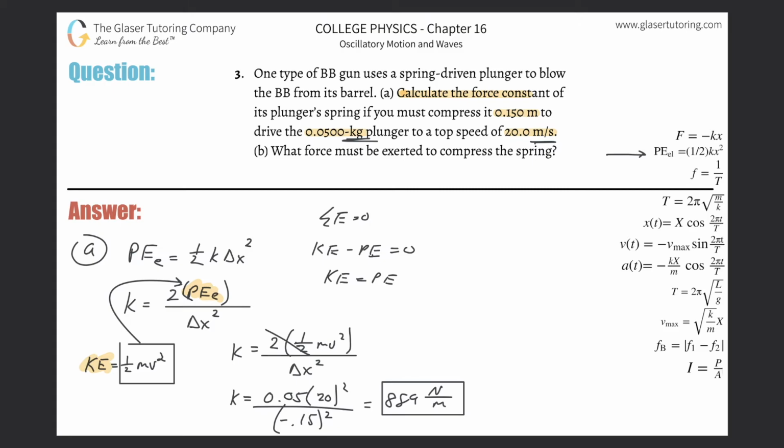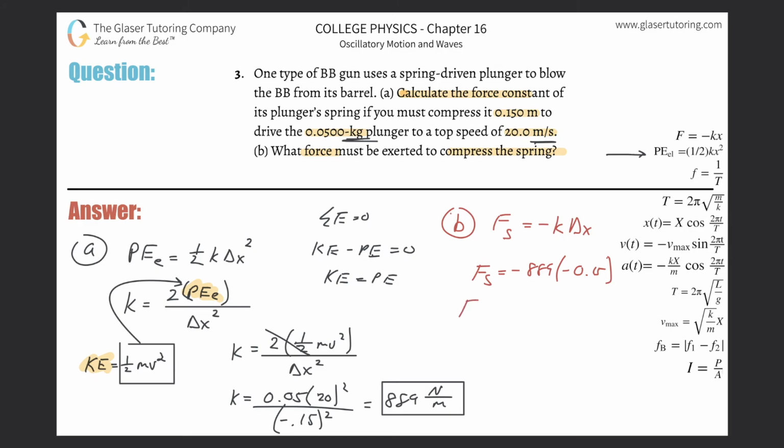So that takes care of letter A. In other words, that's also the force constant, right? Tomato, tomato. So now let's take a look at letter B. What force must be exerted to compress this spring? Now I can use Hooke's law. The force needed to compress the spring, which is basically the force that the spring exerts on the plunger, is going to be equal to negative k multiplied by the change in displacement of that spring. So solving this out, it's going to be negative k, which is 889, times the displacement, but that's again negative 0.15.